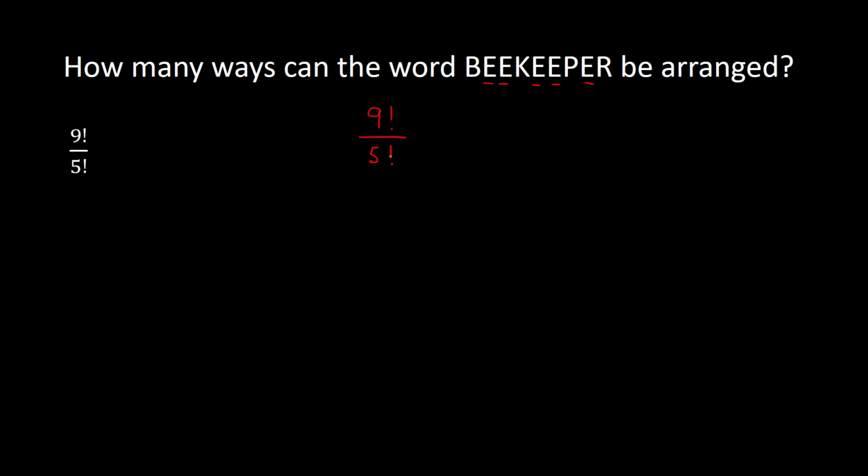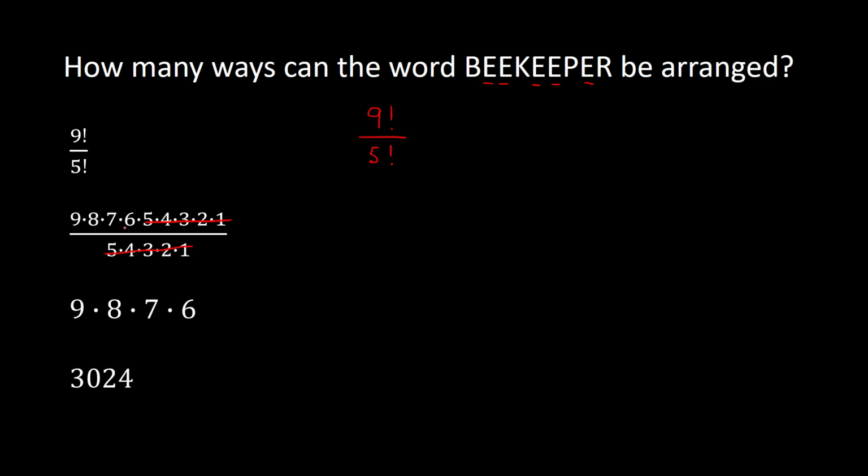So I have 9 factorial divided by 5 factorial. So 9 factorial is 9, 8, 7, 6, 5, 4, 3, 2, 1. 5 factorial is 5, 4, 3, 2, 1. The 5, 4, 3, 2, 1s can cancel on the top and the bottom. So I have 9 times 8 times 7 times 6, which gives me 3,024.